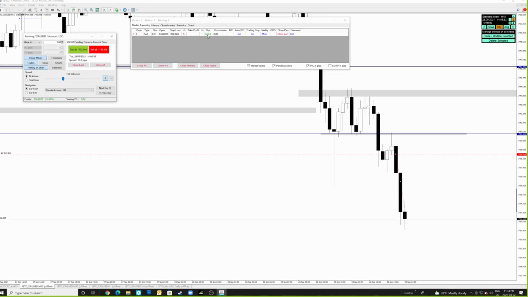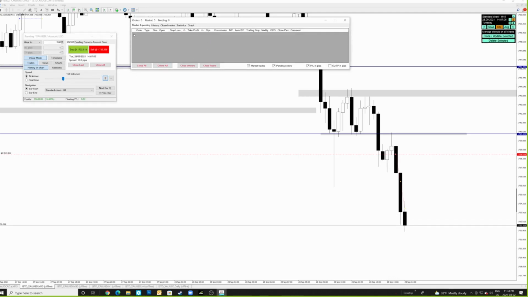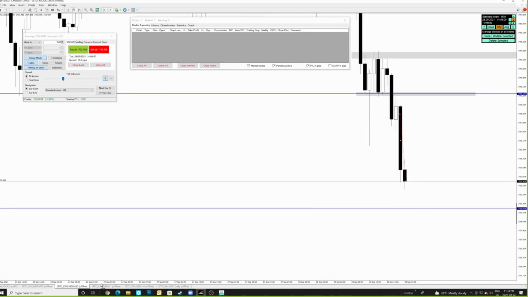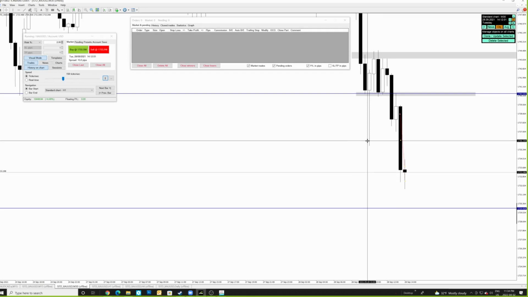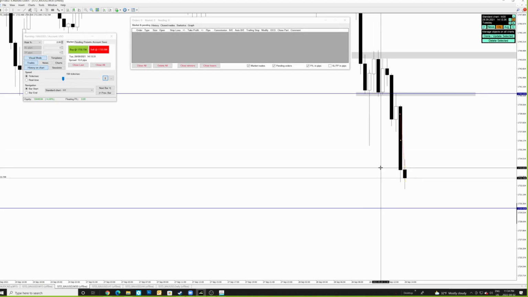Oh wow, nice. 54, 55 pips. So we're just gonna close this right here. And then that's it. One trade, 2%, secured profits at around wick fill, and then let the rest run.